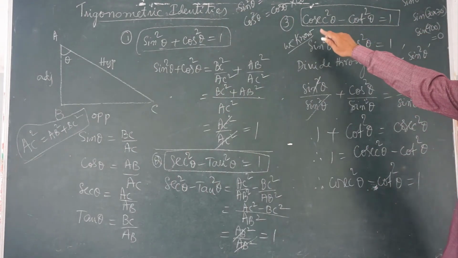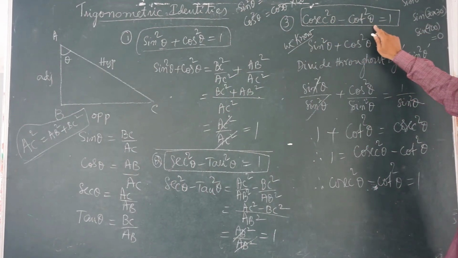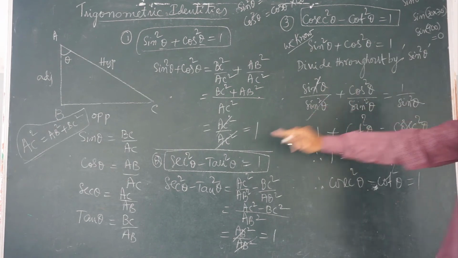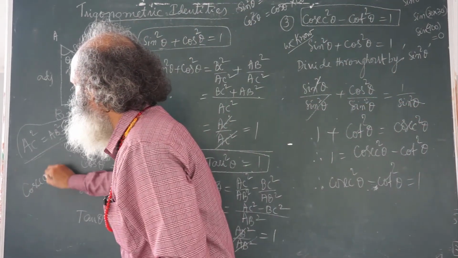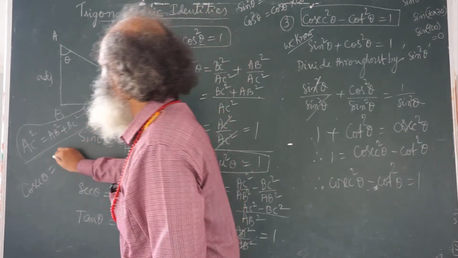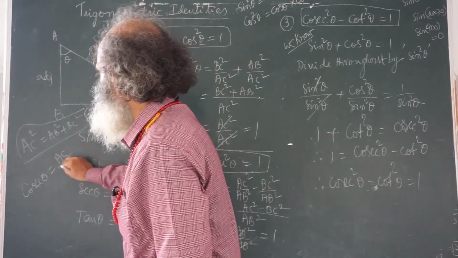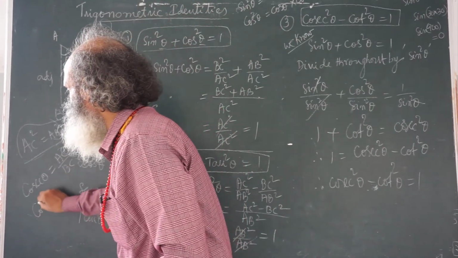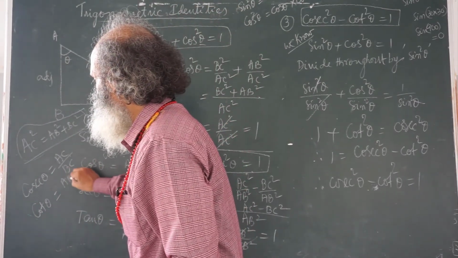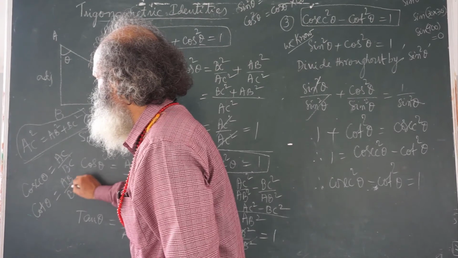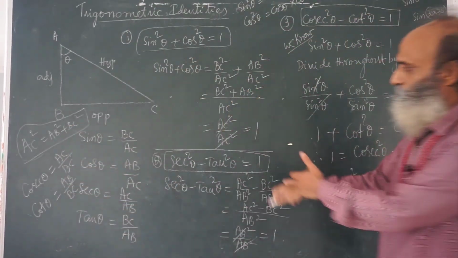Now the third identity, cosecant square theta minus cot square theta is equal to 1. Again you can write the definition. Cosecant theta is equal to hypotenuse AC by opposite side BC. Cot theta is equal to adjacent side AB by opposite side BC, and again do it in this way.